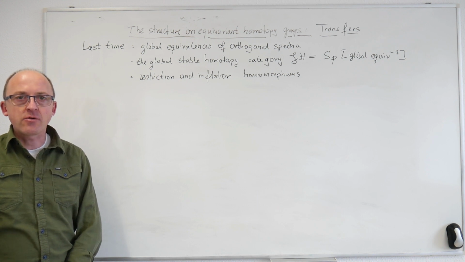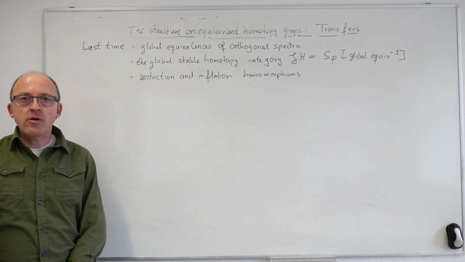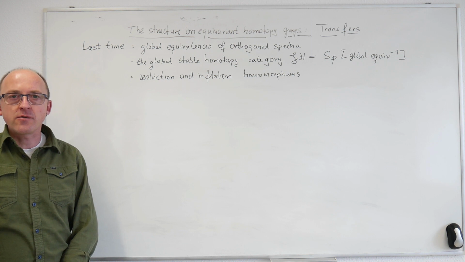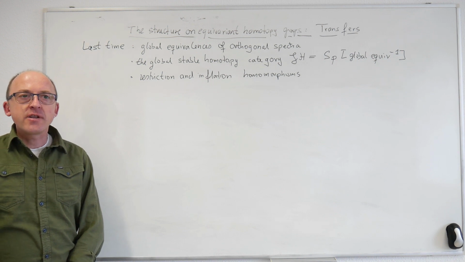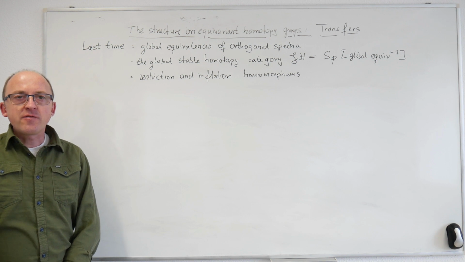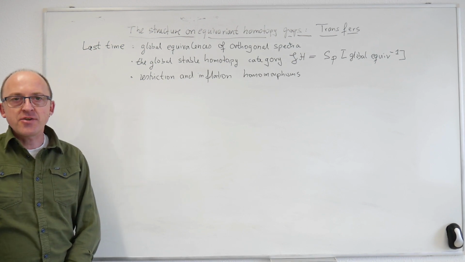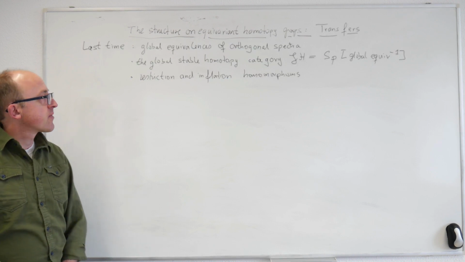After that, I've started discussing the natural operations that exist on the equivariant stable homotopy groups of orthogonal spectra, and I treated the restriction homomorphisms, which are contravariant in a continuous homomorphism of the compact Lie groups. And they sort of decompose into two classes. There's restrictions to subgroups, and there's inflation homomorphisms, which are restrictions along continuous epimorphisms.